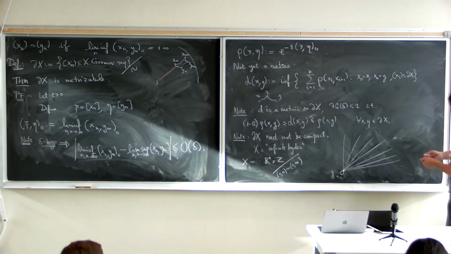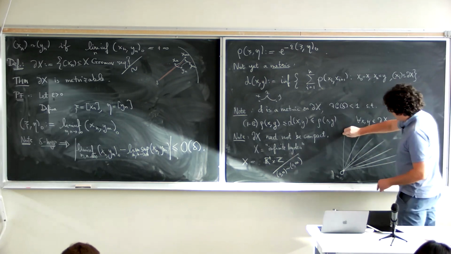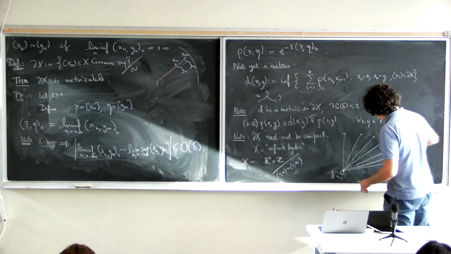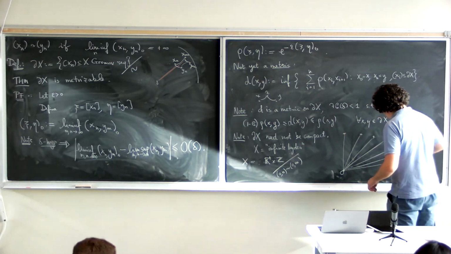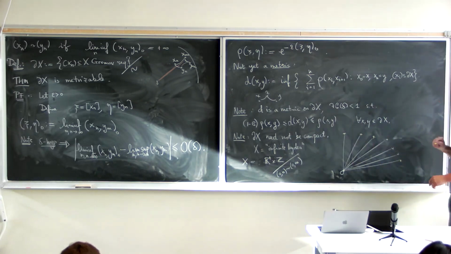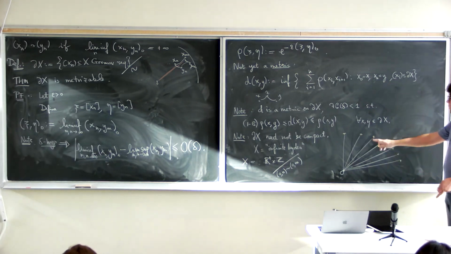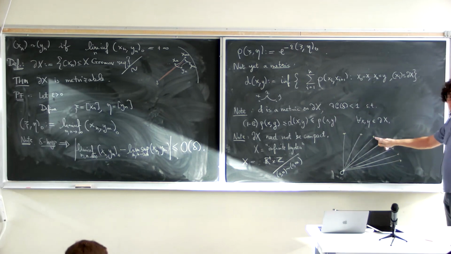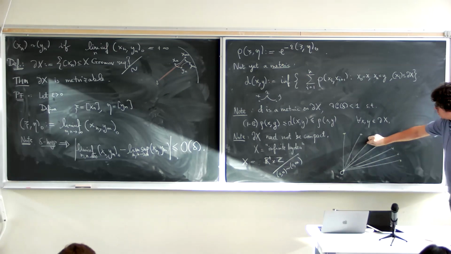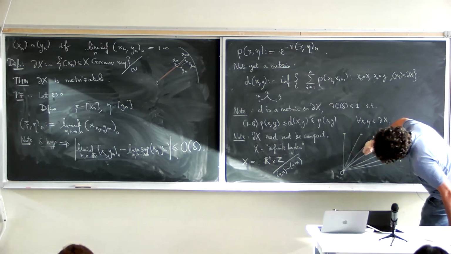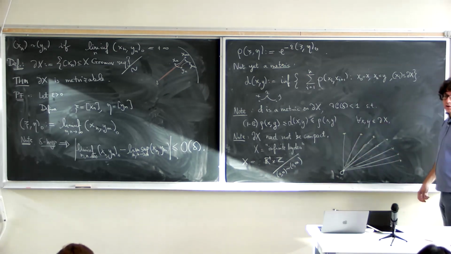But the problem is, of course, the boundary here. Well, the boundary is discrete. For each such ray, there is a boundary point, and the topology is discrete here. You cannot converge: if you converge to here, you're far from converging to there. Because in order to go from there to there, you have to go all the way back. So there's no other option.